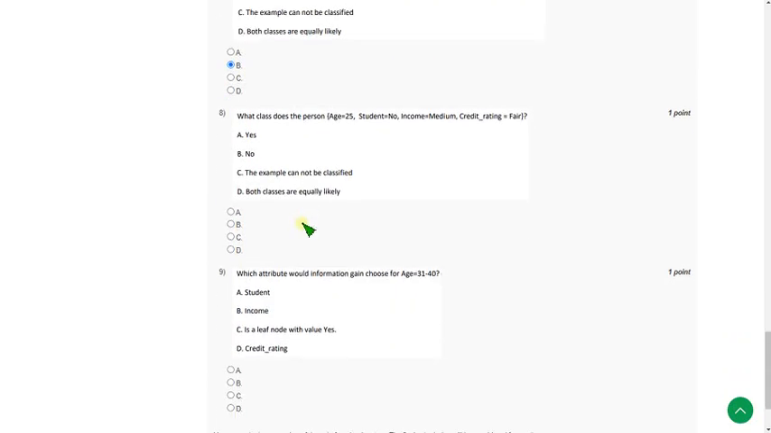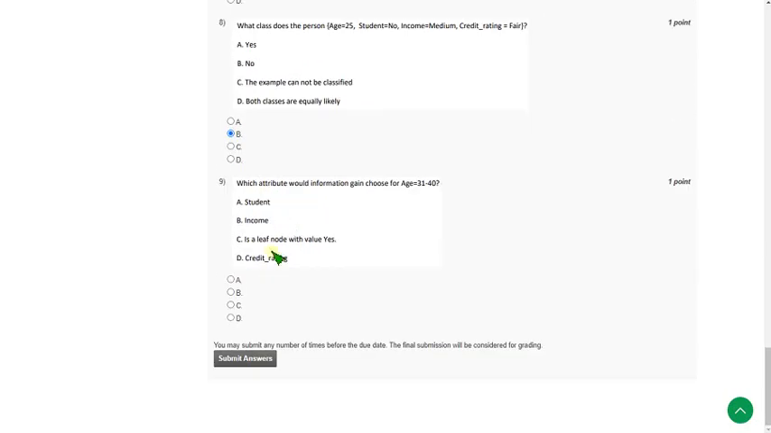And the eighth one. What class does the person with these attribute values belong to? Age 25, student no, income medium, credit rating fair. So the answer is option B, no, he will not buy a laptop. So mark option B as the correct answer for the 8th question.